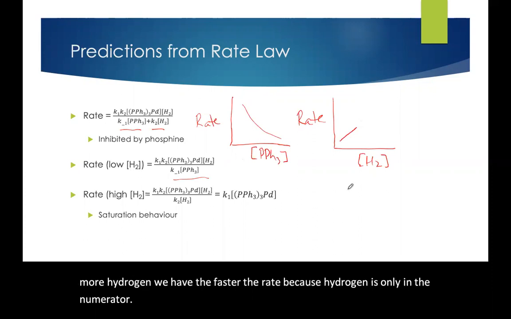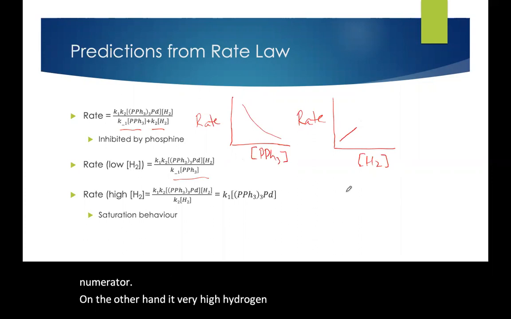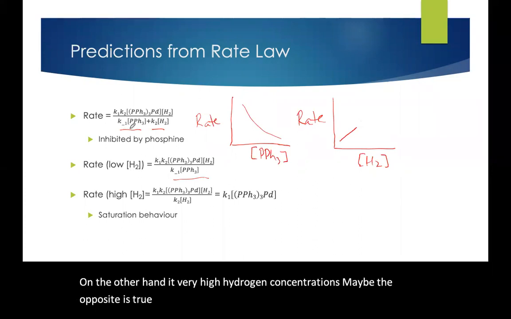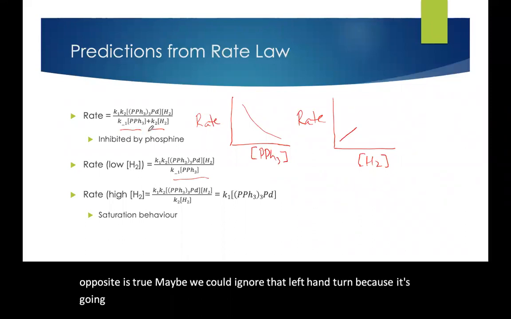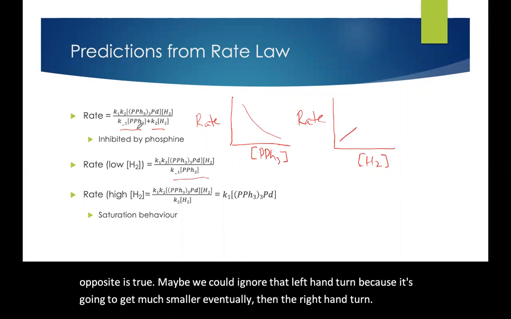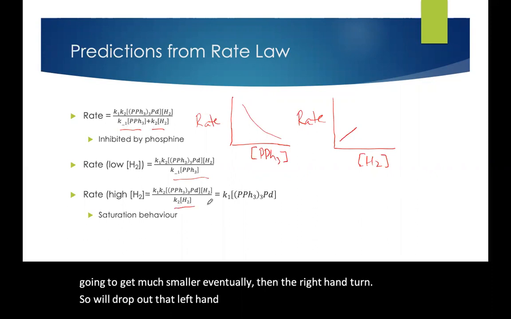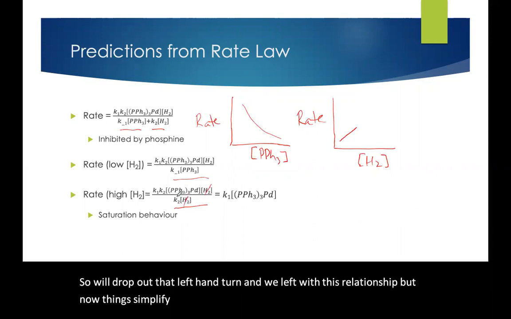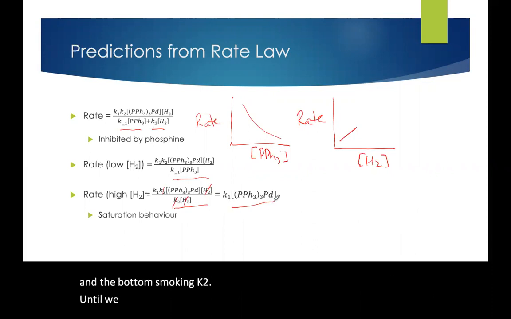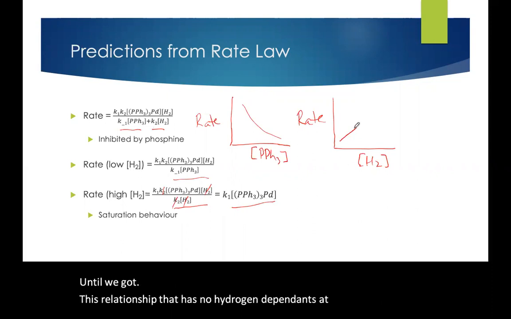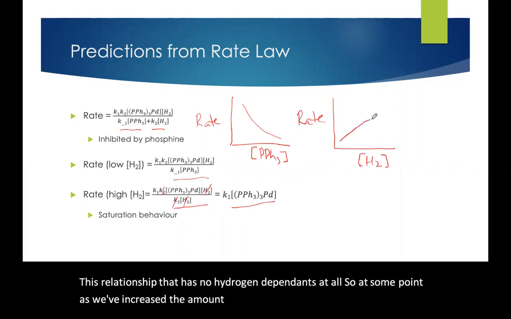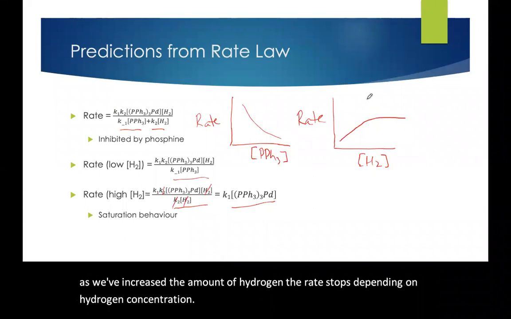On the other hand, at very high hydrogen concentrations, maybe the opposite is true. Maybe we could ignore that left-hand term because it's going to get much smaller eventually than the right-hand term. So we'll drop out that left-hand term and we're left with this relationship. But now things simplify because hydrogen can just be canceled from the top and the bottom, so can K2. And so we've got this relationship that has no hydrogen dependence at all. So at some point, as we've increased the amount of hydrogen, the rate stops depending on hydrogen concentration. This is called a saturation curve.